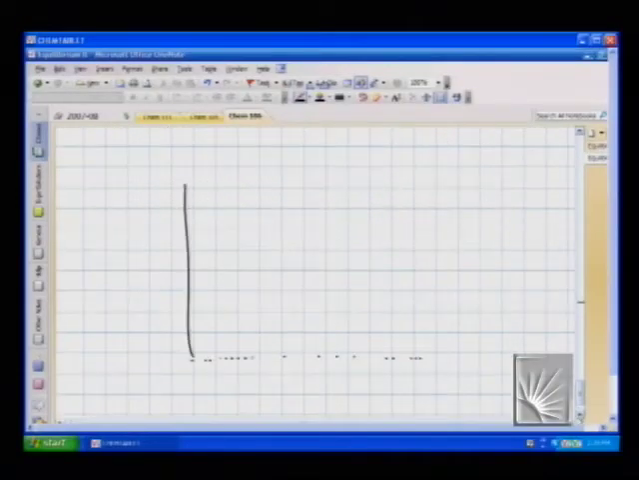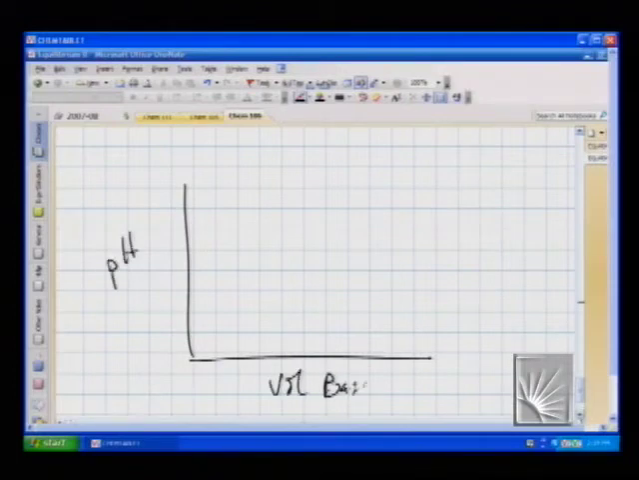Let's draw a plot here. pH, volume of base. Those of you who've already had 113, this is a chart that I'm appalled that you never have to make. If you make a plot of pH versus volume of base added, let's think about what this thing looks like. If I'm titrating HCl plus sodium hydroxide, a strong acid with a strong base.